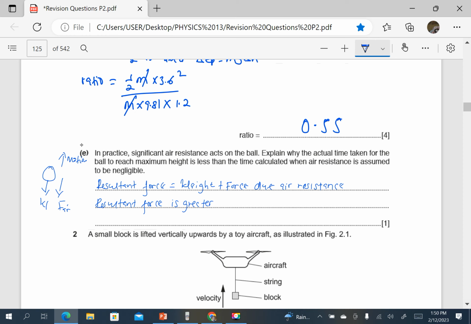So note that the resultant force is greater but in the opposite direction to the motion. So the acceleration is a deceleration. So the deceleration is greater because resultant force is equal to ma. So since F is greater, a is greater, but this is in the opposite direction to motion, so it is a deceleration. So we say that the deceleration is greater, hence less time to reach maximum height.